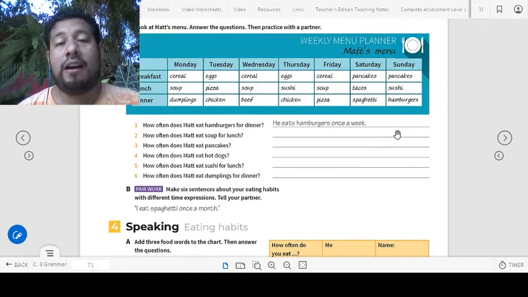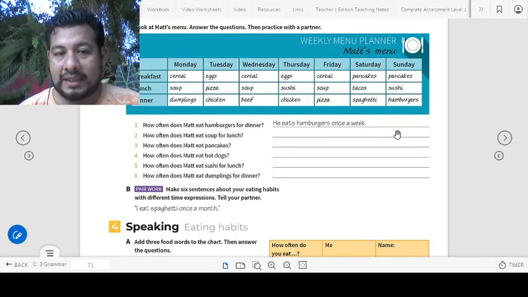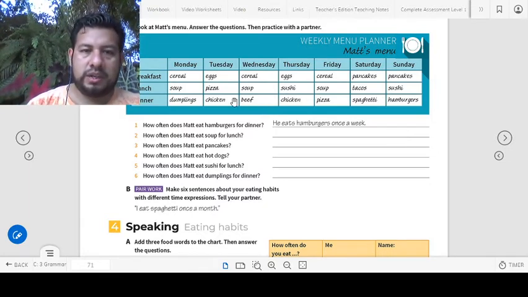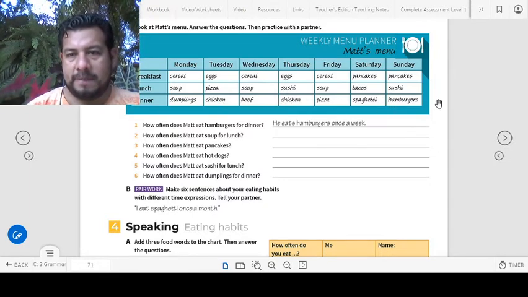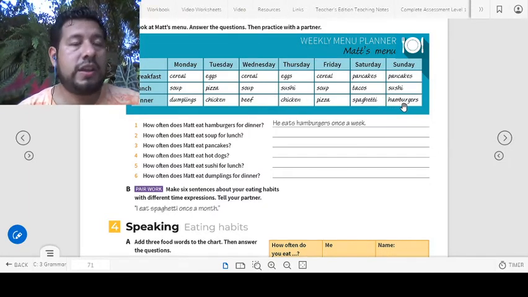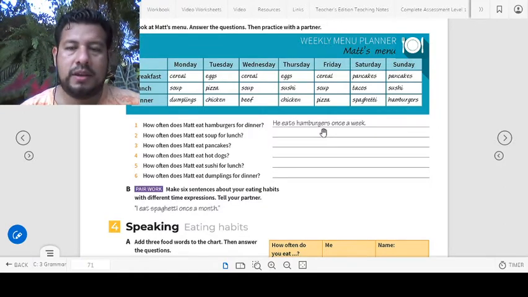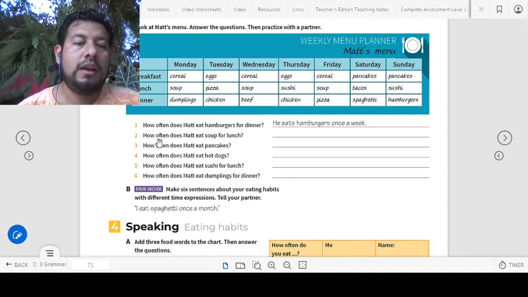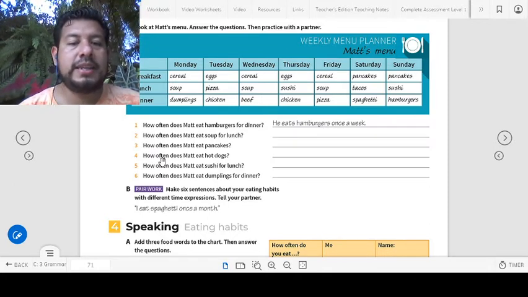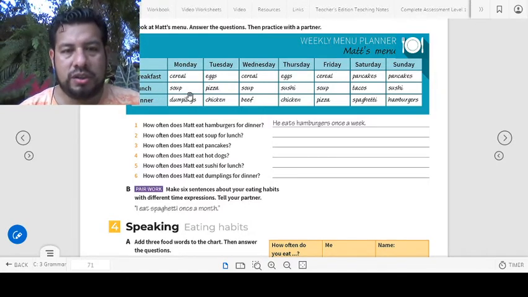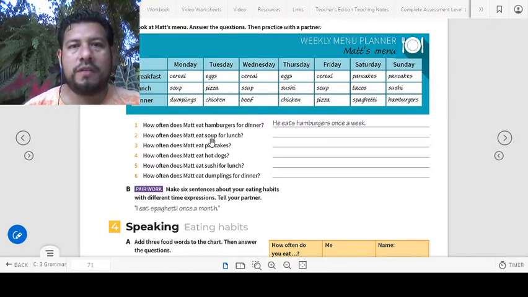So the question is, how often does Matt eat hamburgers for dinner? We have hamburgers, boom, here. So the answer should be, he eats hamburgers once a week. Only once. Question number 2, how often does Matt eat soup for lunch? This is the column of lunch. So soup, pizza, soup, sushi, soup, taco, sushi. ¿Cuántas veces? And so on with the following questions, okay?